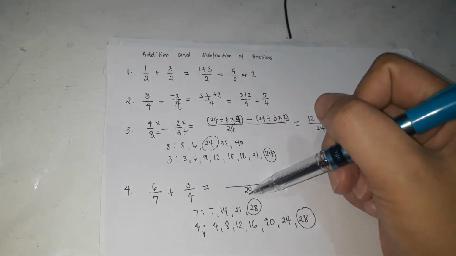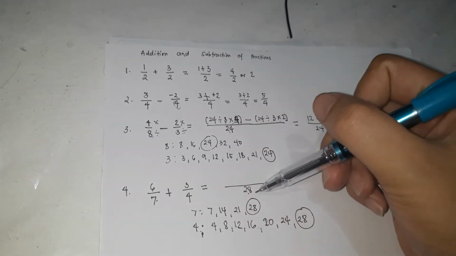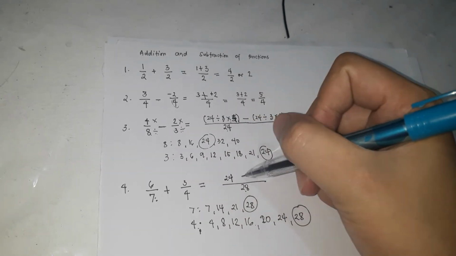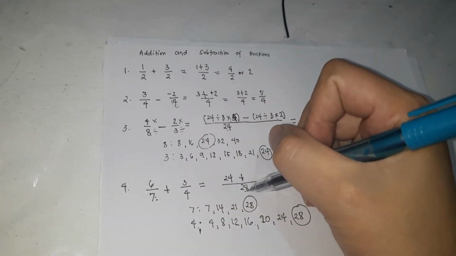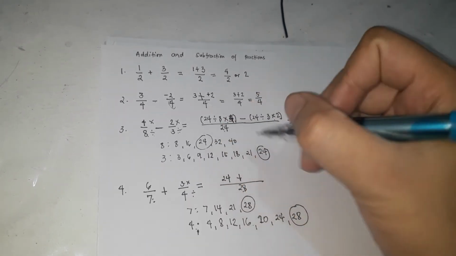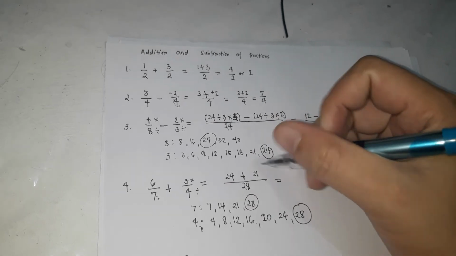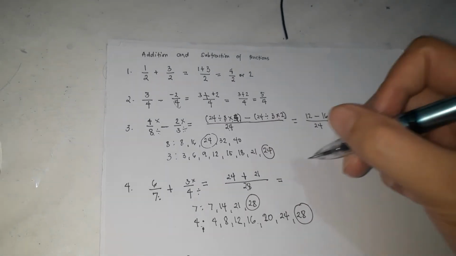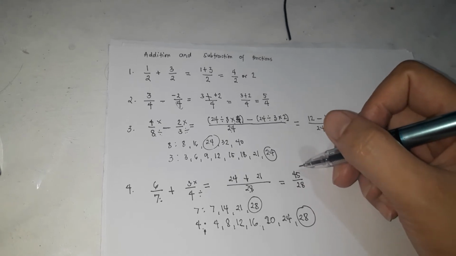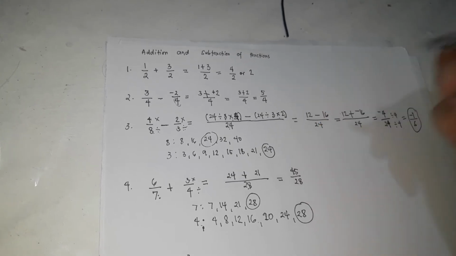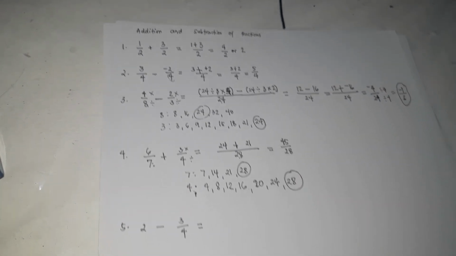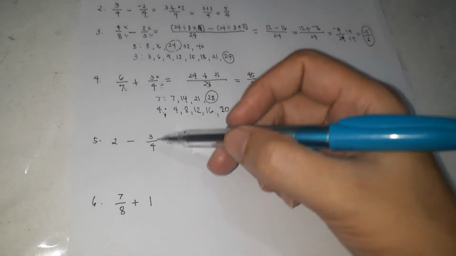Divide: 28 divided by 7 is 4, times 6 is 24. Copy the plus. 28 divided by 4 is 7, times 3 is 21. 24 plus 21, that's 45 over 28. Is there a simpler form than this? None. So let's proceed with 2 minus 3/4.